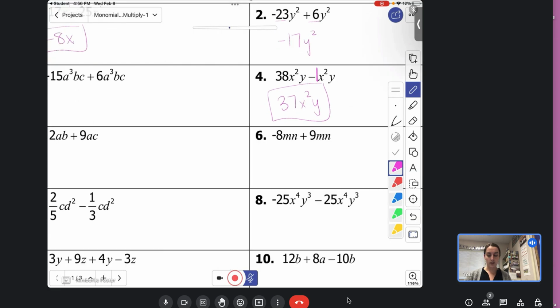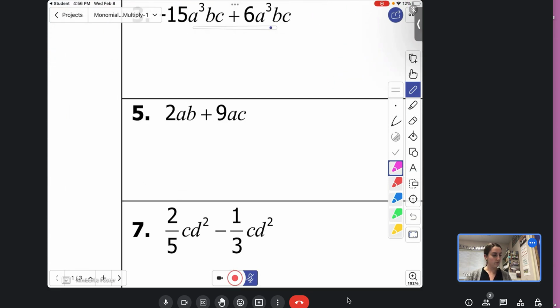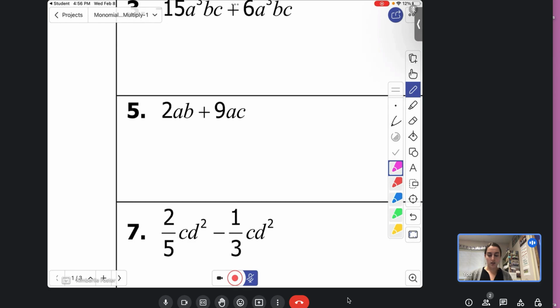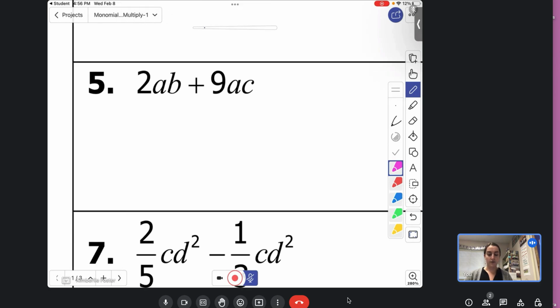Okay, let's find something that's not like terms. Take a look at number 5. I have AB and AC. Yes, they both have A in common, but the individual terms do not have the same variables. One's AB, one's AC. So we can't combine any like terms here. There's no like terms. So that's it. 2AB plus 9AC.